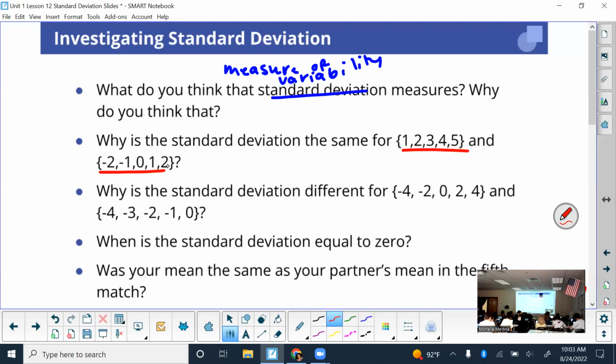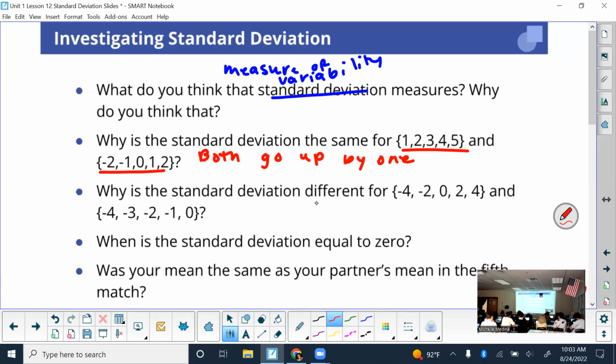All right. Any volunteers for why it's the same? Jalen? They both count up by 1. And if standard deviation measures spread and they're spread out evenly, then they should have the same standard deviation, right? So both go up by 1. Like -2, you add 1, you get -1. -1, you add 1, you get 0. Same for 1, 2, 3, 4, and 5.